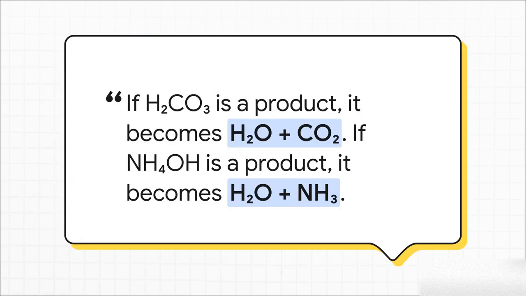Now, double displacement has a couple of little surprise twists you have to watch out for. Sometimes one of the new couples you form is unstable and immediately breaks apart. If your reaction makes carbonic acid, for example, it instantly decomposes into water and carbon dioxide gas. Same for ammonium hydroxide. It becomes water and ammonia gas. So you got to watch out for those.